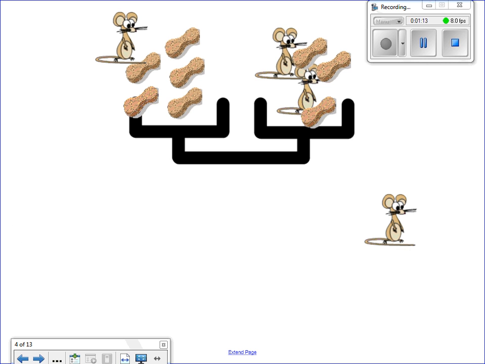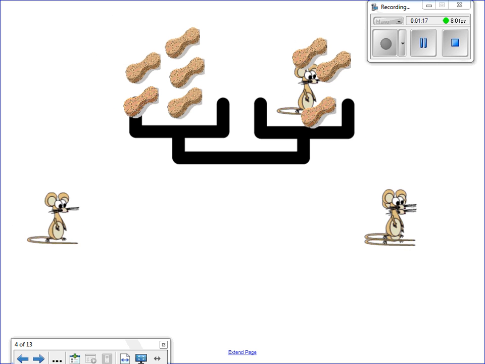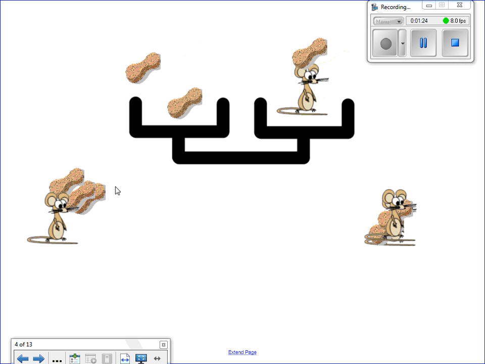Same thing if I take away a mouse from one side, take away a mouse from this side. If I take away a peanut, take away a peanut. If I take away two peanuts, take away two peanuts. Then I'm left with two peanuts equals the same as a mouse. We're going to do some more examples here.